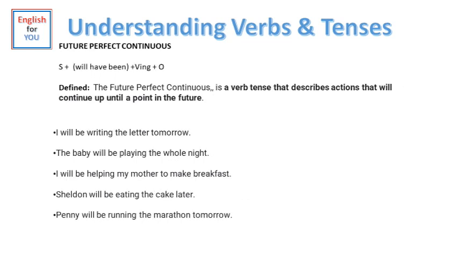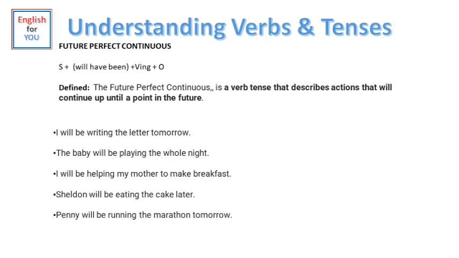So now we're on to the final aspect, the future perfect continuous. The code is the subject plus the words will have been plus the verb, which is the active verb ending in ing, plus the object. And it's defined as a verb tense that describes actions that will continue up until a point in the future. And the example sentences I have put here, I will be writing the letter tomorrow.